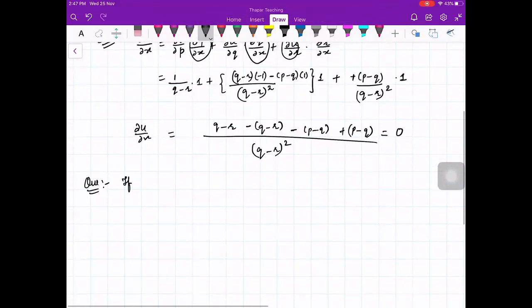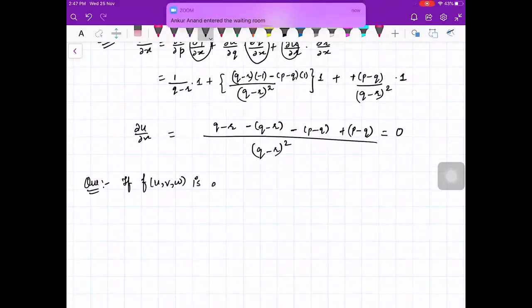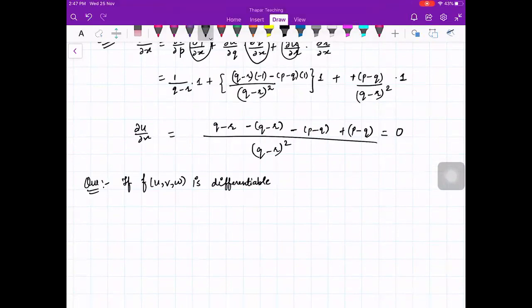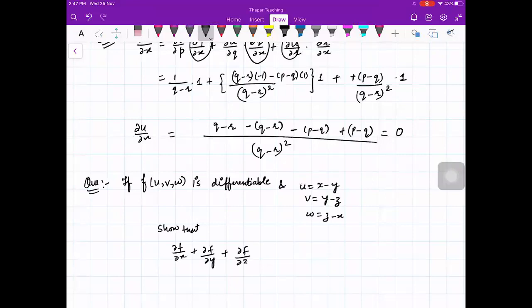So next is, if f(u, v, w) is differentiable, differentiable means partial derivatives exist, and u is equal to x − y, v is equal to y − z, w is equal to z − x, then show that ∂f/∂x + ∂f/∂y + ∂f/∂z is 0.